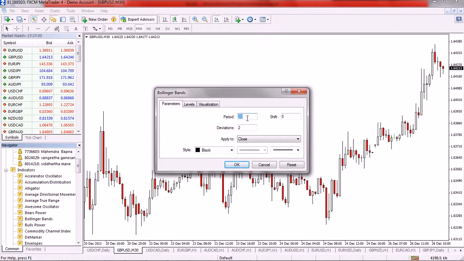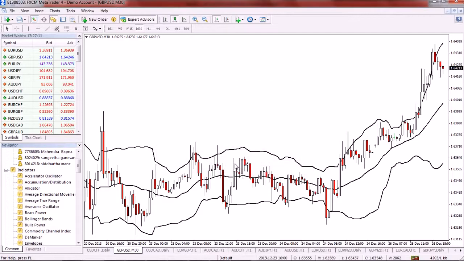Okay, so this is a clean chart. Put Bollinger Bands on it, and the Bollinger Bands period is 20 and deviation is 2. These are the default settings, so you can use the default settings for this one. Put the Bollinger Bands on it, and then put the average directional movement index, ADX.